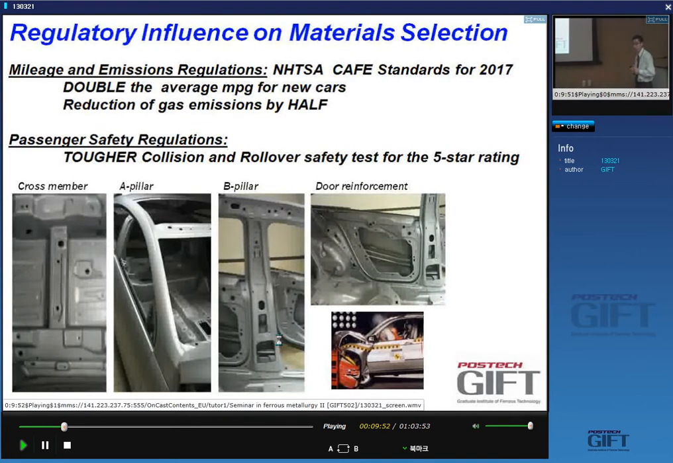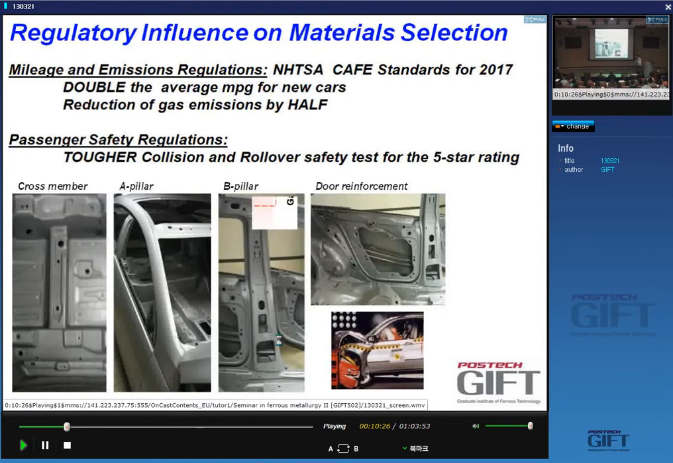That's point number one. And in terms of passenger safety, you know that many cars today can easily get through the 5 stars rating. There will be tougher collision and rollover safety standards. This means that in a car body, parts like cross members, A pillars, B pillars, door reinforcements, we will all see the mechanical requirements for these parts move to the ultra high strength level. That means these parts will have to have gigapascal tensile strengths at least.